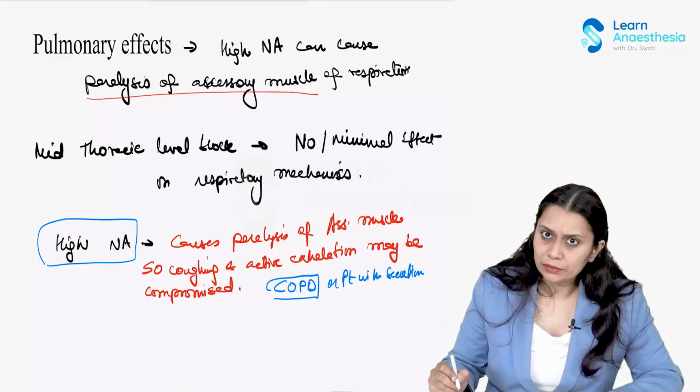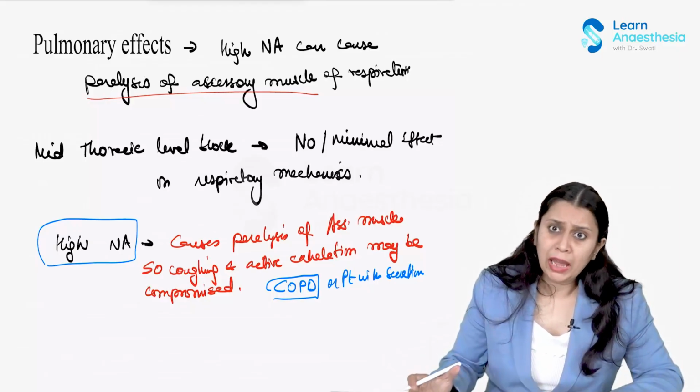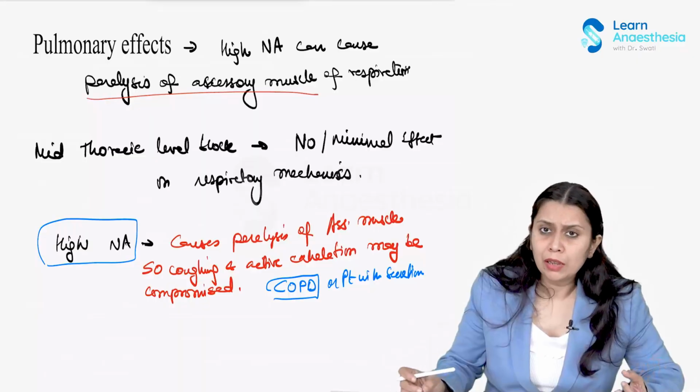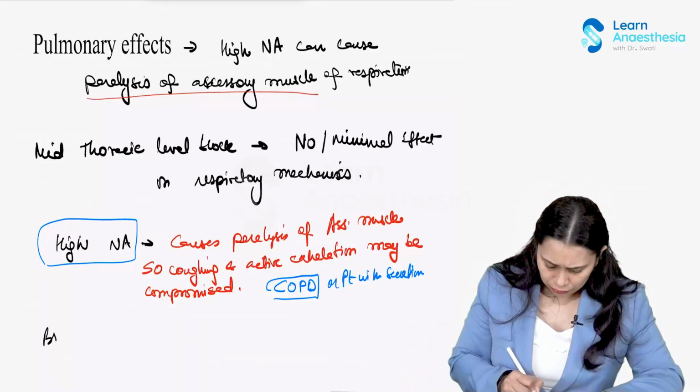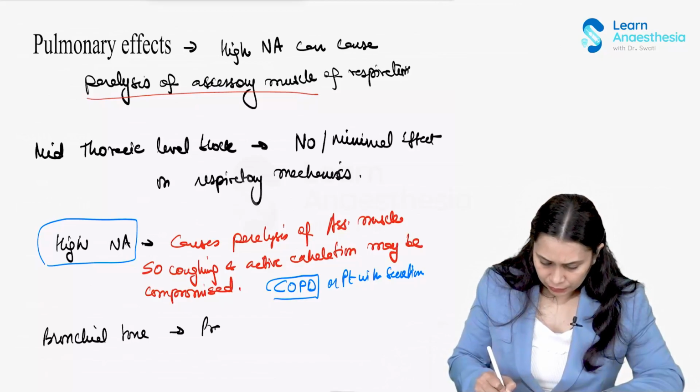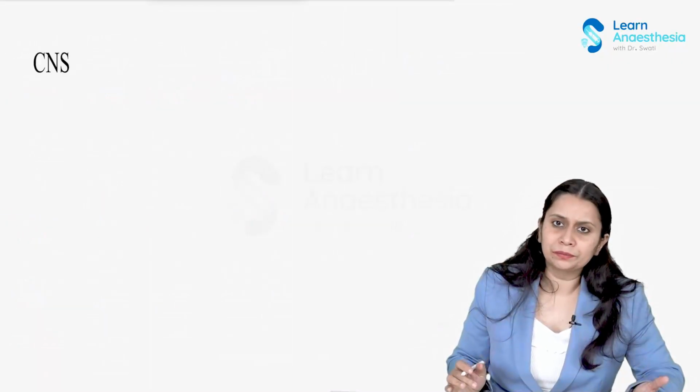Now bronchial tone, though theoretically it should be affected and the patient should develop bronchospasm, clinically it is not seen. So bronchial tone is preserved, right? Now, the effect on the central nervous system.